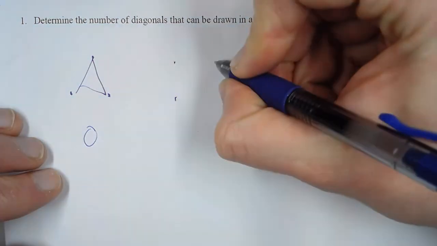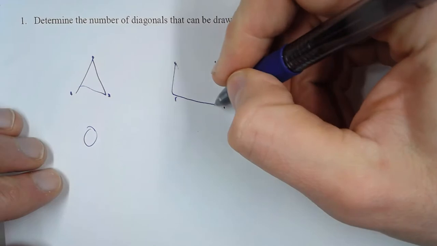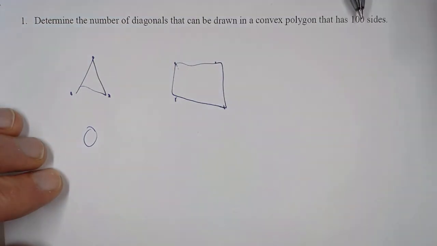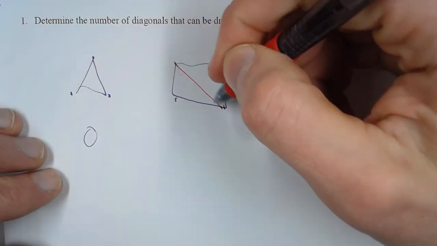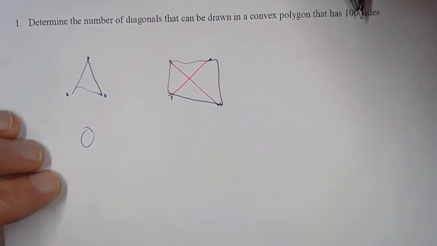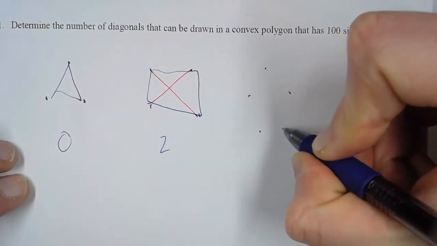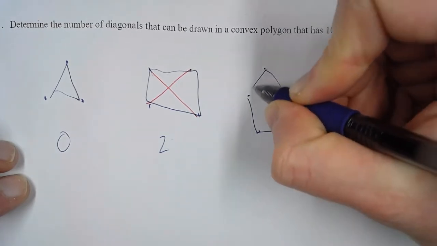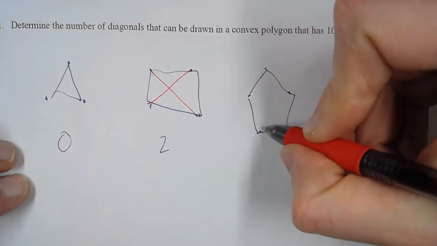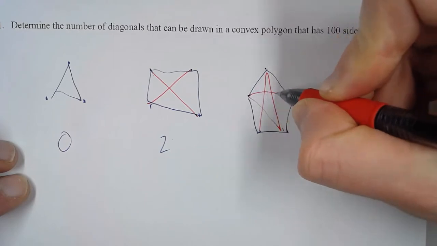What if we have a quadrilateral? Well, let's count the sides. So a quadrilateral is going to have 2. What if we have a pentagon? All right, so we got the sides, and then 1, 2, 3, 4, 5.